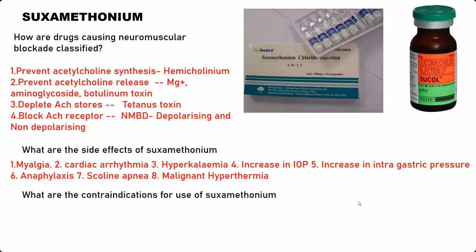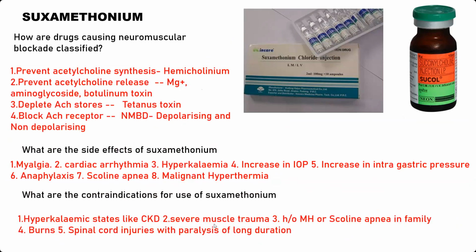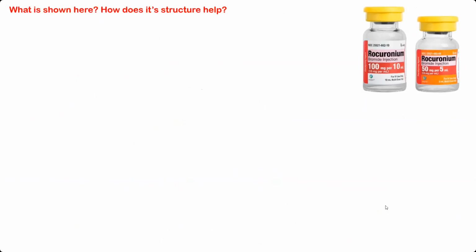What are the contraindications for use of succinylcholine? History of malignant hyperthermia, potassium value more than 5.5 milliequivalents per liter. Clinical conditions: chronic neuromuscular disorders. What is a very common thing you are missing? Pediatric age less than 1 year. Burns. Don't forget that. Hyperkalemic states like CKD, severe muscle trauma, history of malignant hyperthermia or cholinapnea in the family, burns, spinal cord injuries with paralysis of long duration. Okay, so all these cases you have to avoid.